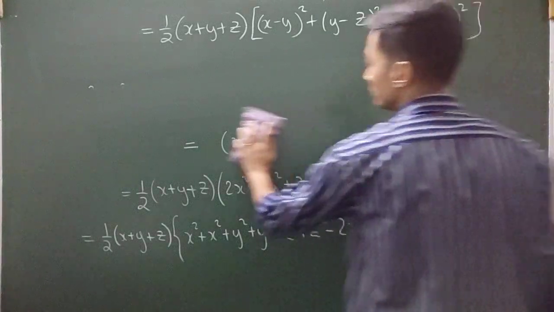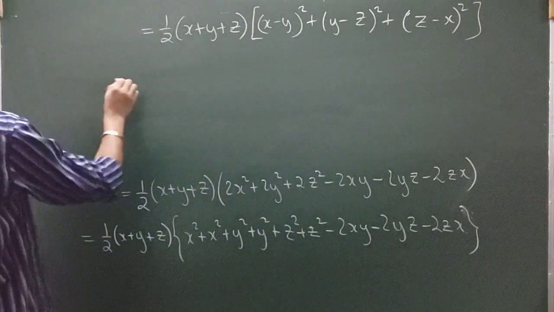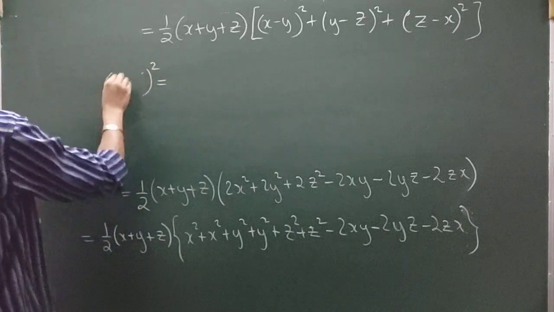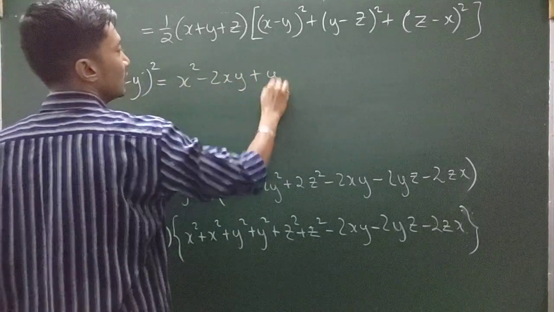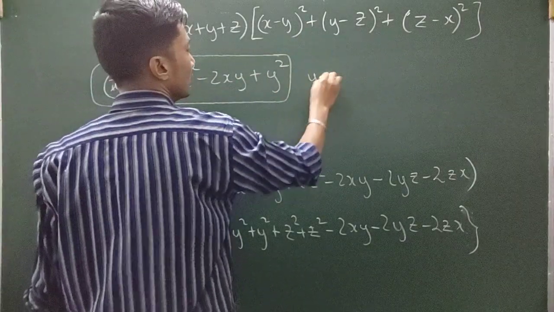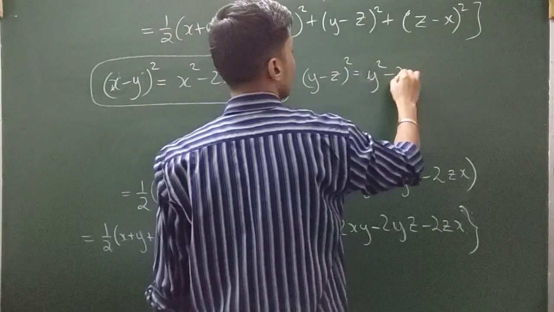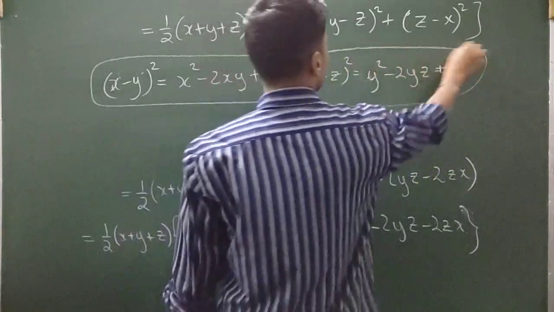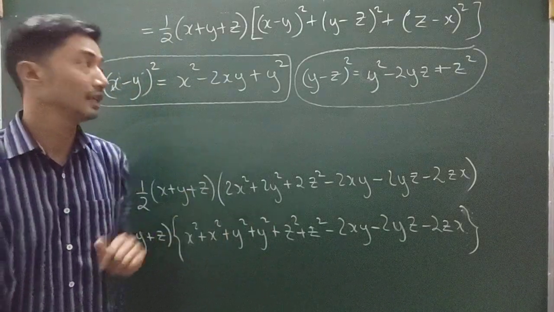I told you that we need to know the formulas properly, our algebraic identities. So if you remember the (a minus b) whole square identity, or let me just note it like this: (x minus y) whole square identity was x squared minus 2xy plus y squared. Similarly, (y minus z) whole square will be y squared minus 2yz plus z squared. Likewise, (z minus x) whole square would be z squared minus 2zx plus x squared.